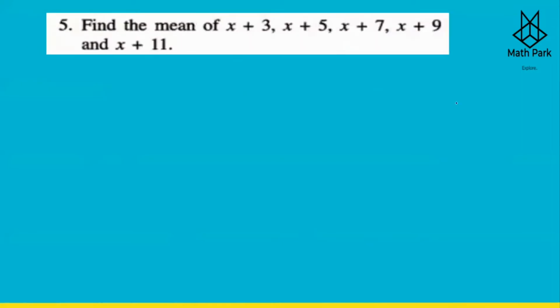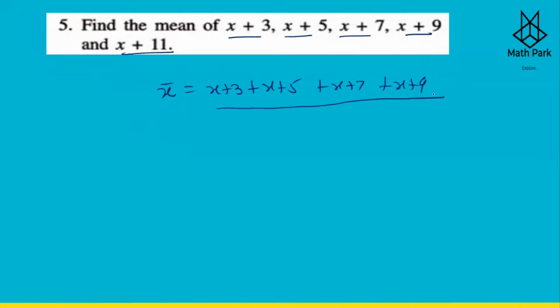Moving to question number 5. Find the mean of, now look at the numbers: x plus 3, x plus 5, x plus 7, x plus 9 and x plus 11. These are 5 numbers. So when we add, we get x plus 3 plus x plus 5 plus x plus 7 plus x plus 9 plus x plus 11. One more is there. So we have 1, 2, 3, 4, 5 numbers. So we divide by 5.